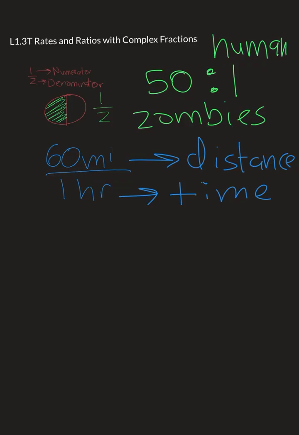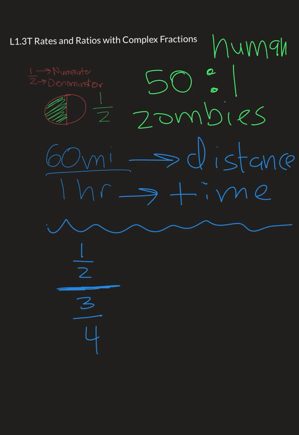Let's talk about complex fractions. A complex fraction is just like the name sounds, it's complex. It's a fancy way of saying a fraction over a fraction. One example would be 1/2 over 3/4. Why is this complex? Because you have a fraction in the numerator and a fraction in the denominator. Let's dive right into the lesson.